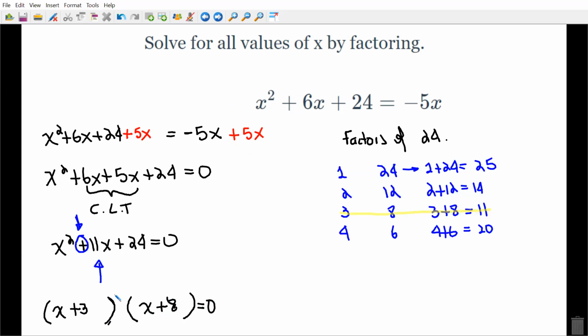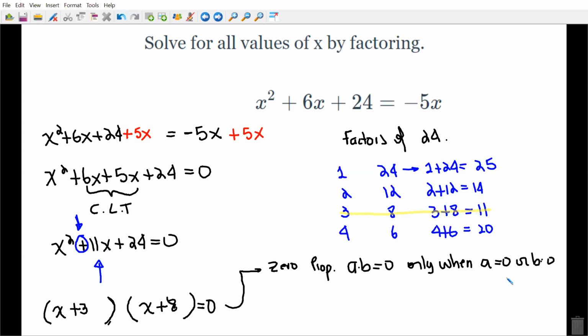So this is what I found, and then let's use a little review of when we were talking about the zero property. Remember the zero property said that a times b was equal to 0 only when a was 0. Okay, this is not the a, it was lowercase. When a was equal to 0, or b was equal to 0, or both a and b were equal to 0.